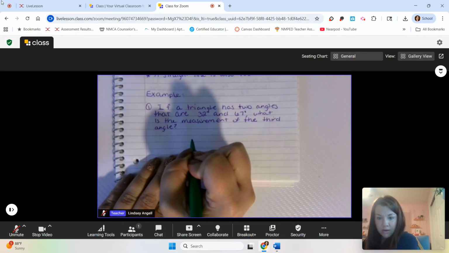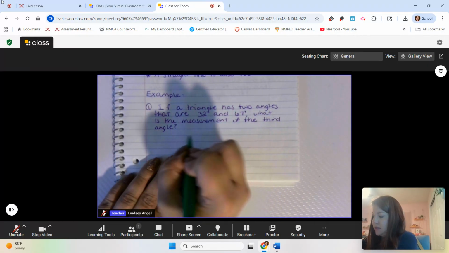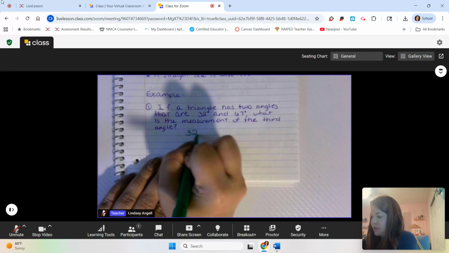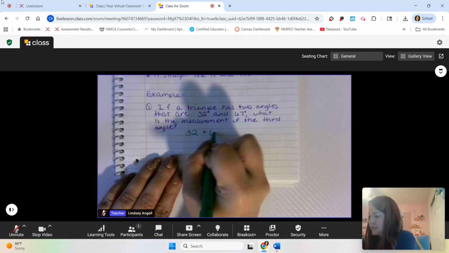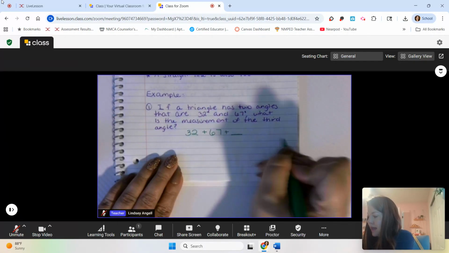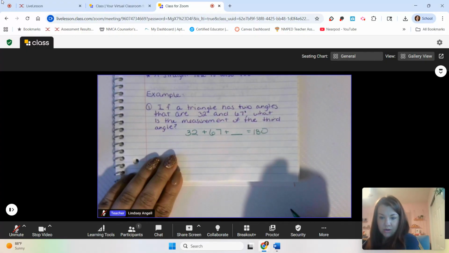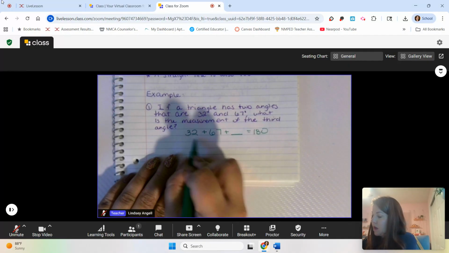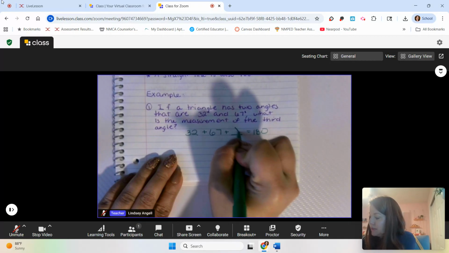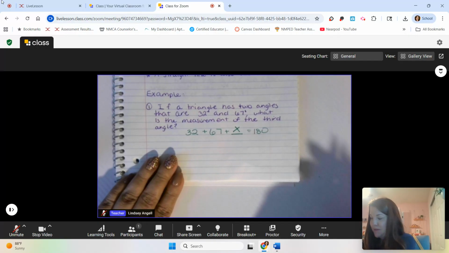So if every triangle has 3 angles and they all add up to 180 degrees, then with this I should be able to take 32 plus 67, there's 2 of the angles, and then add it to the third angle, and they should all add up to 180 degrees. Okay, so let's work on simplifying this a little bit. First off, I'm going to put X in there. We could also put A for angle, C for the third angle, it doesn't really matter.